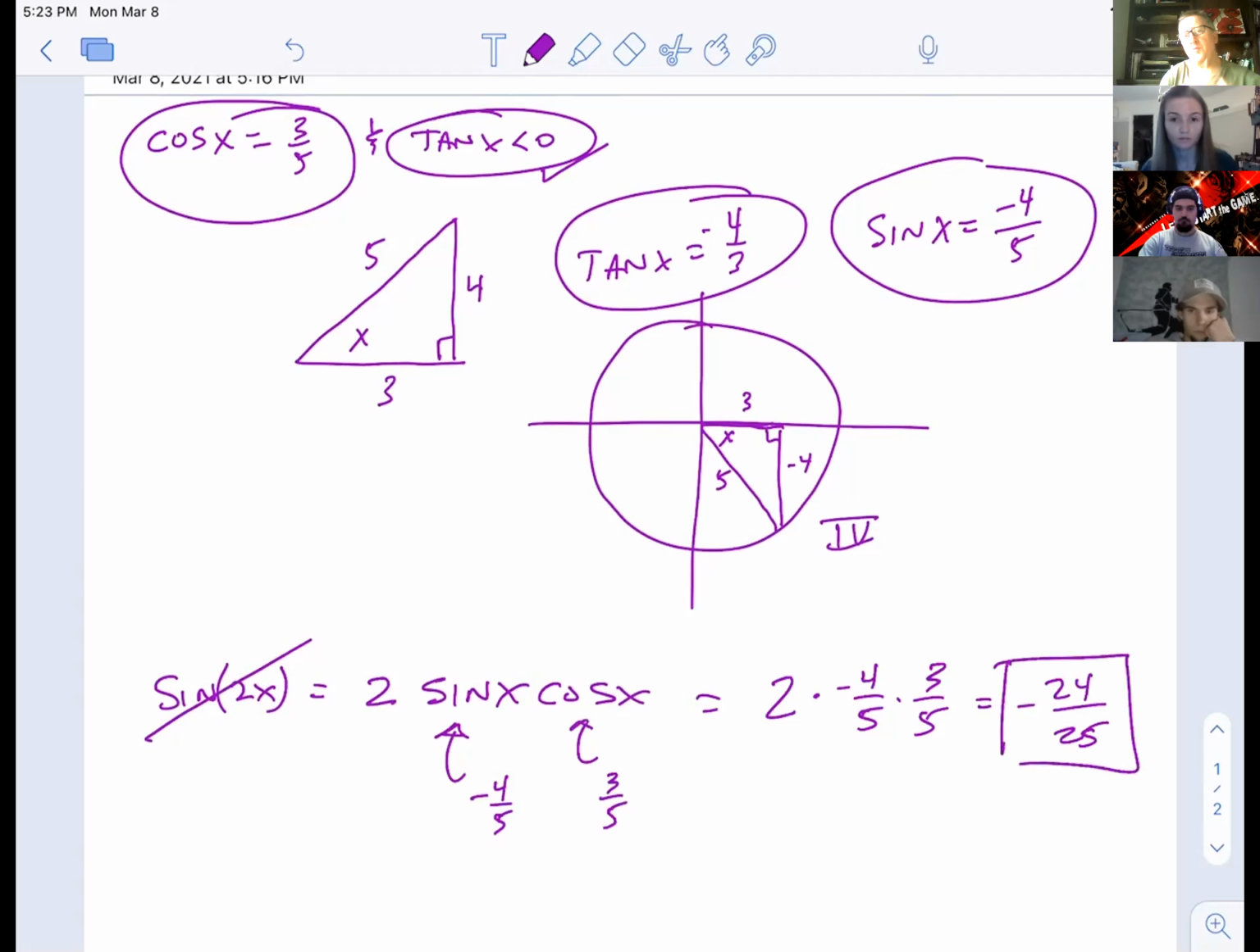Notice I never even figured out what the angle is. I don't even know what the angle is. I can figure it out if I want to by going inverse cosine and finding that angle. That's kind of cool.